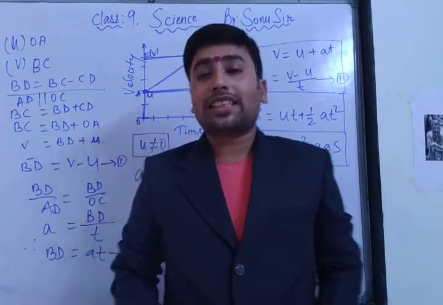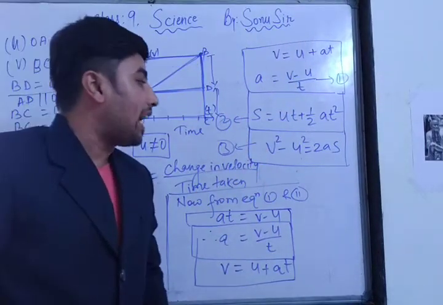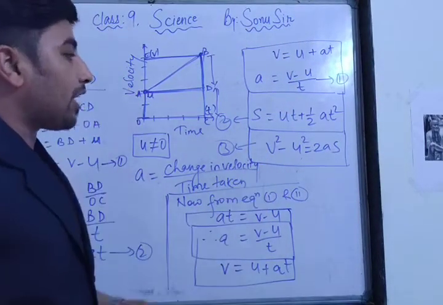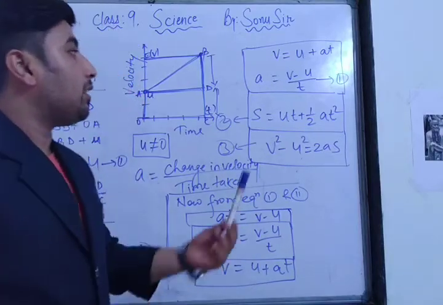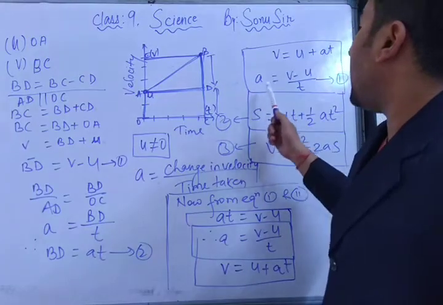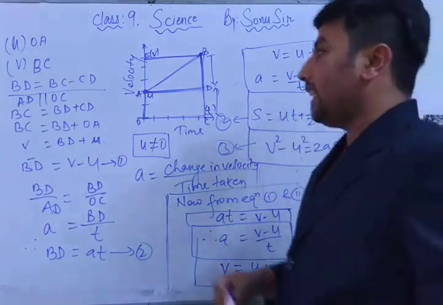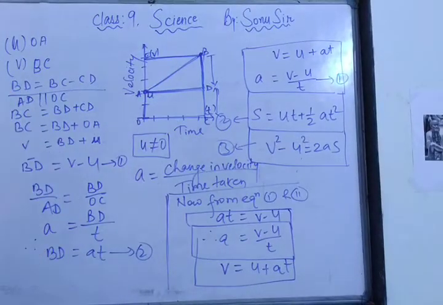Today we are going to discuss the second and third equations of motion, that is s is equal to ut plus half at square, and the third, v square minus u square is equal to 2as. In the previous video I explained the equation that acceleration a is equal to (v minus u) upon t, or v is equal to u plus at. So let us describe the second equation.